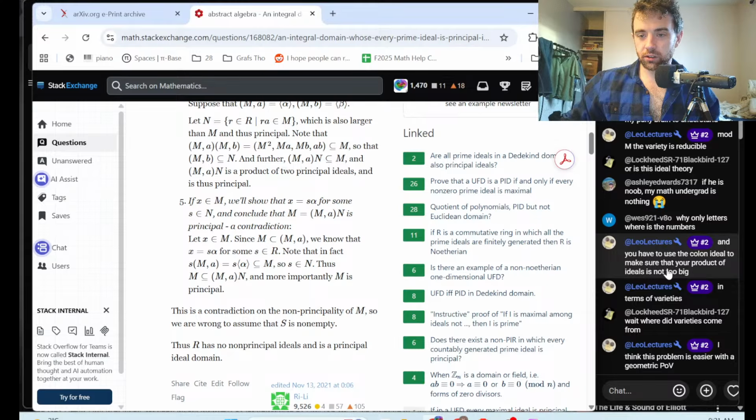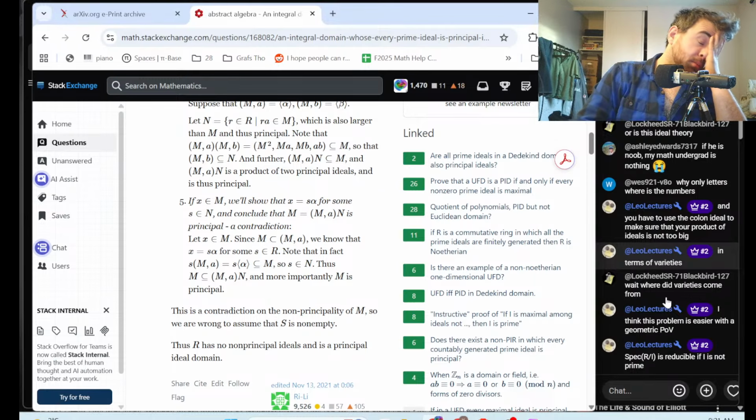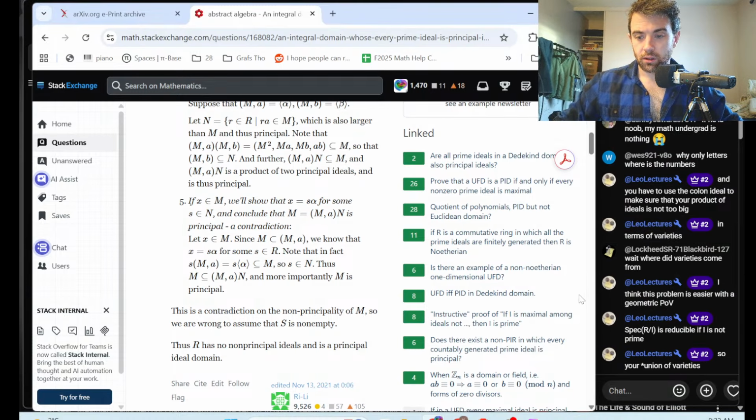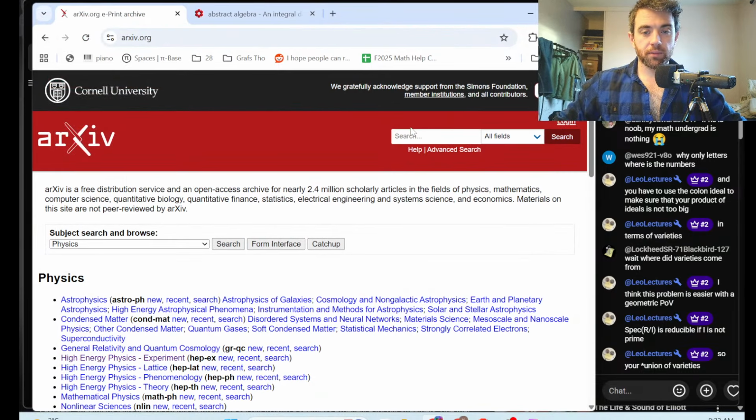And you have to use a colon ideal to make sure that your product of ideals is not too big. In terms of varieties, well, actually, that is interesting. Maybe we should have thought about things more geometrically, but oh well. Spec of R mod I is reducible if I is not prime. That is probably what we should have done, thought more geometrically. But you know what? Whatever. We cheated, and that's fine.